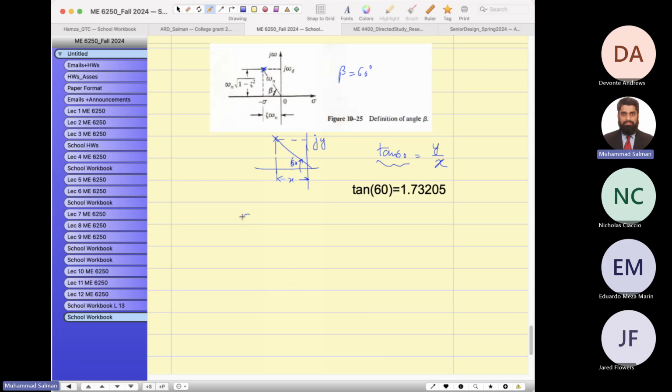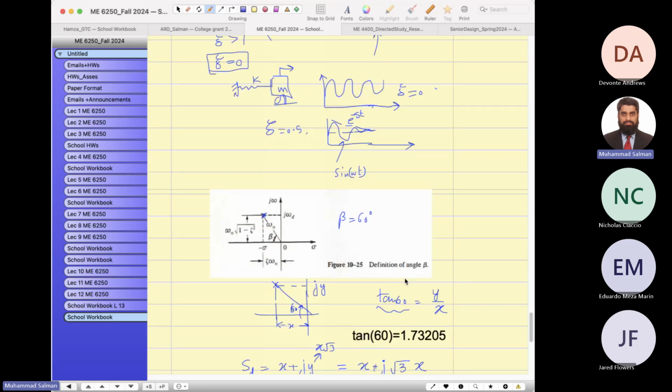So can I write it down like this? Because we know that the desired pole location is x plus j omega, I want to replace y by x square root 3. Can I do it like this? So x plus j square root 3 x. So this is my desired pole location in terms of one variable. Before that, it was in terms of x and y. Now I have simplified it.